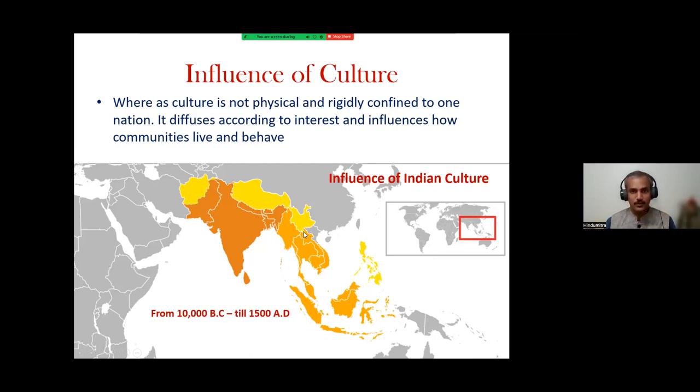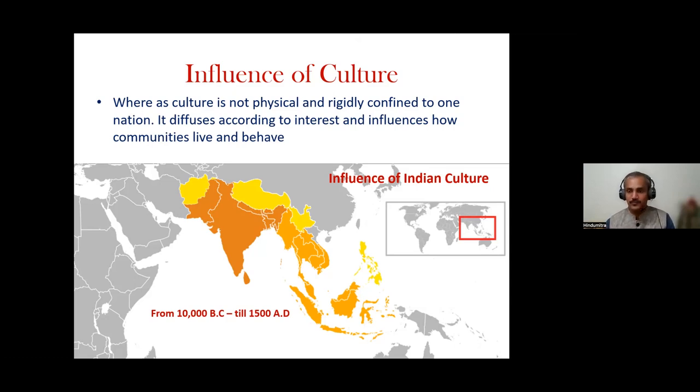or oppressed any people. Due to the trade routes and the affiliation and the liking of the people, the native people of different lands, for example, Cambodia, Laos, or Vietnam, accepted the Indian way or Indian culture. And they still live the way people used to live 1500 years ago. So we can still see some pockets here and there everywhere, which follow the Indian culture.